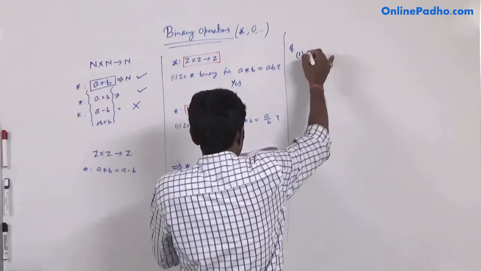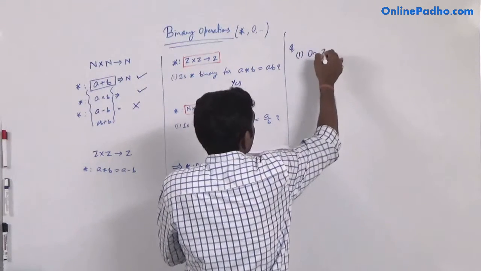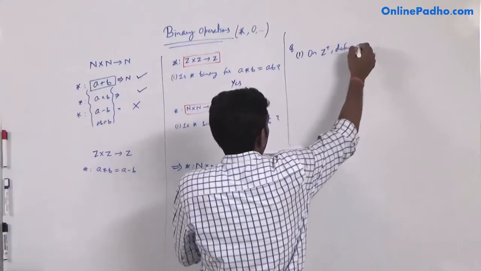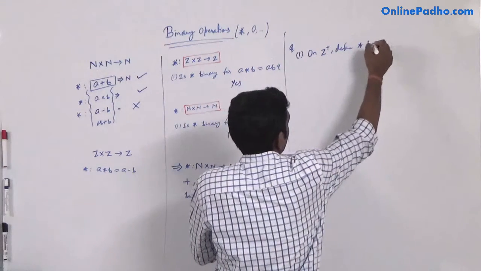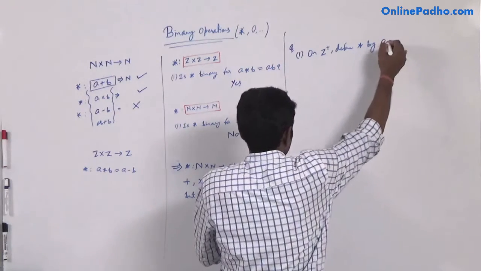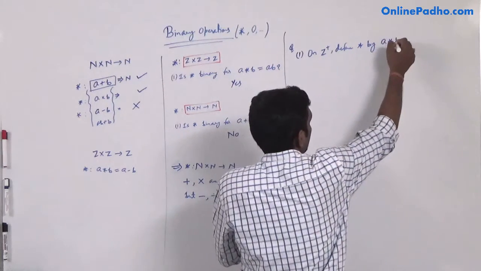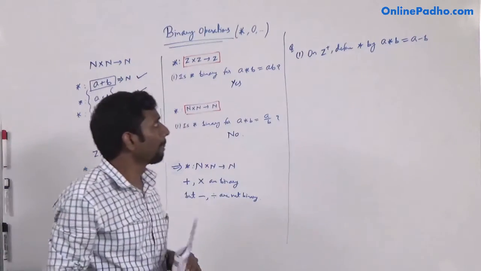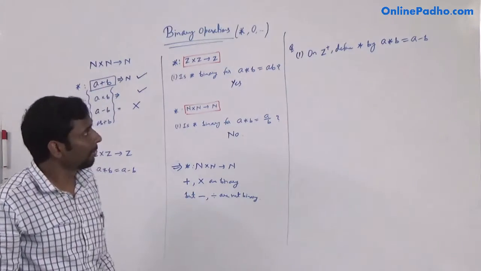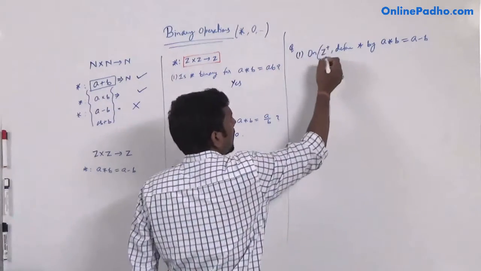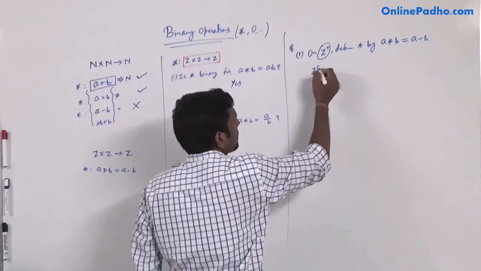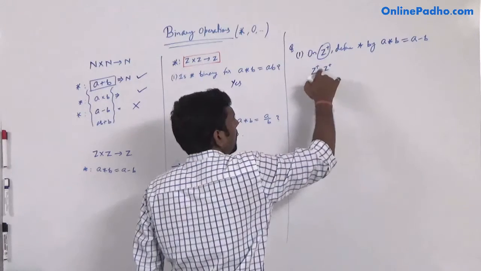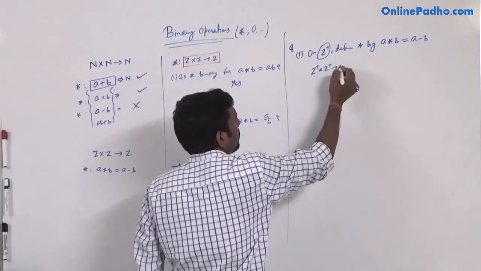Question number 1. On Z plus, define star by A star B is equal to A minus B. Is star binary? What do you mean by Z plus? This Z plus star Z plus tends to Z plus.